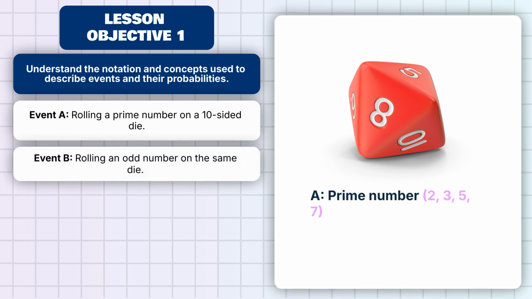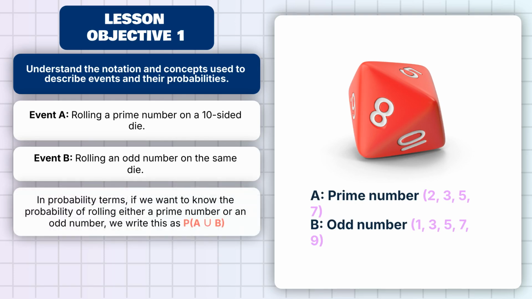Let B be the event of rolling an odd number on the same die, so we have 1, 3, 5, 7, and 9. In probability terms, if we want to know the probability of rolling either a prime number or an odd number, we write this as P(A union B).